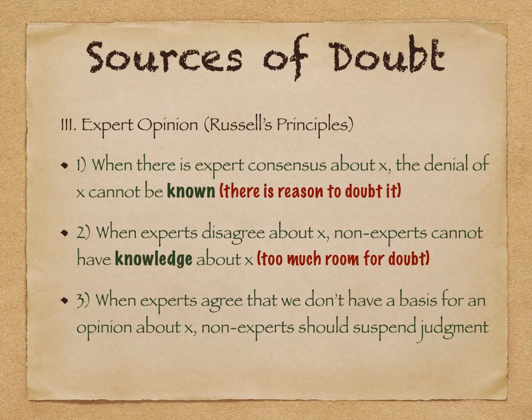And three, when the experts agree that we don't have a basis for an opinion about X, non-experts should suspend judgment. If the experts say that some topic is beyond our current ability to have knowledge, then the best bet is that they are probably right. The smart thing to do is remain skeptical of all claims about that topic.